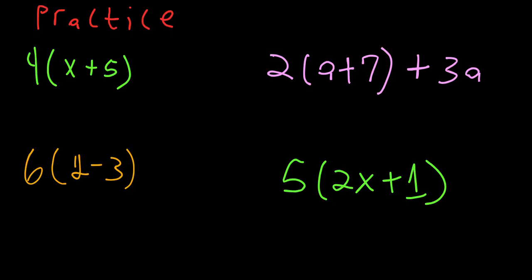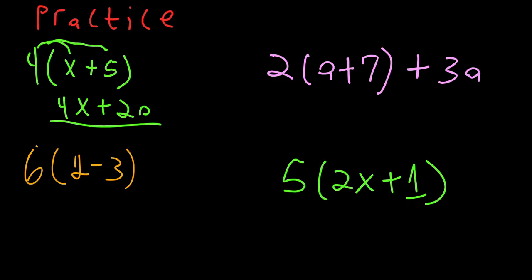Let's move on to some practice problems. Okay, this is a set of practice problems for you to do on your own. Take your time with them, work through them, and after you do that, I'll work through them myself. All right, let's start with the first one. We're going to go ahead and distribute the 4 to the x to get 4x. We're going to distribute the 4 to the 5 to get 20. That is our final answer, 4x plus 20.